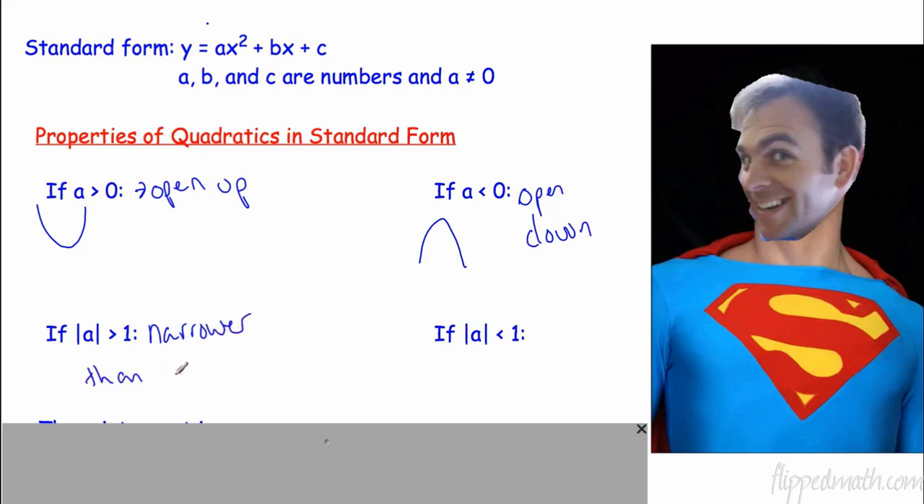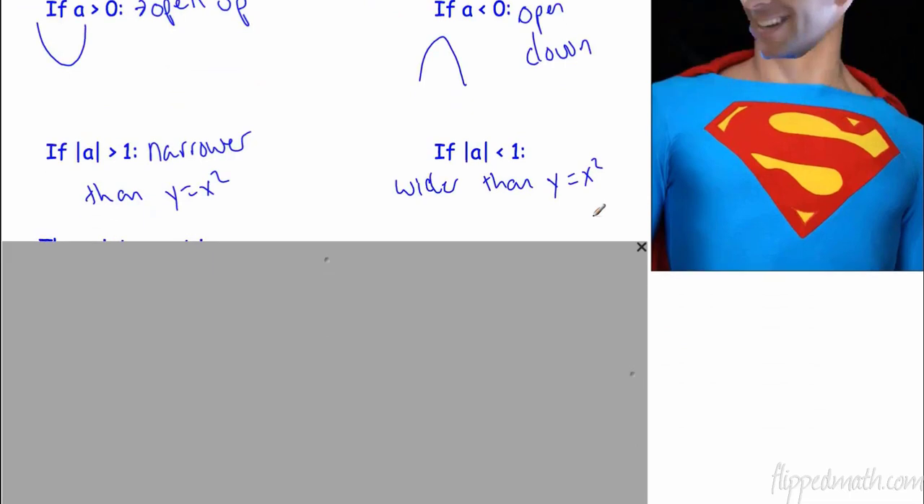than the parent function, y equals x squared. Conversely, if the absolute value of a is less than 1, like 0.5 or 1/4, then it is going to be wider than the parent function. All right, great stuff, because all that is exactly the same as vertex form. It makes sense that it should be the same.